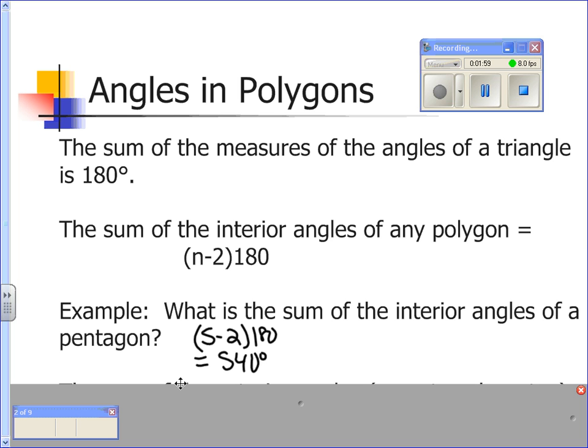The sum of all of the interior angles. Like that's a 5-sided figure. This angle, that angle, that angle, that angle, and that angle all add up to 540 degrees. We don't know what they are, but add it all together, they equal 540.